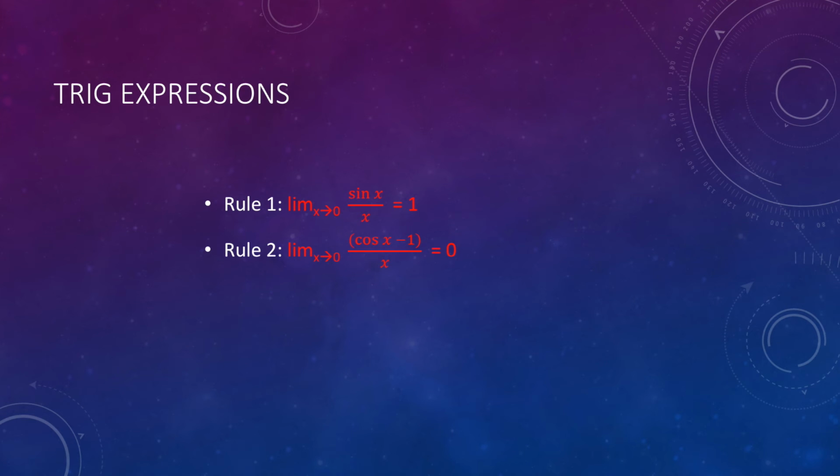Now, these are a couple of rules regarding trig functions that you want to actually memorize. You want to have these memorized because you're going to need these to solve certain problems. So, if you have sine x over x and x is approaching 0, then that equals 1. So if you see this in a problem and x is approaching 0, then you can just plug in 1. Rule number 2 is cosine x minus 1 all over x equals 0. So you want to have these two definitely memorized for your test.